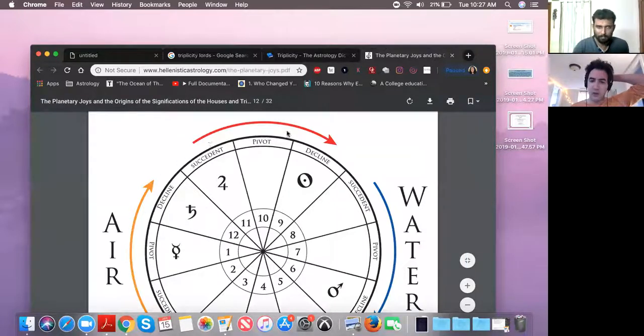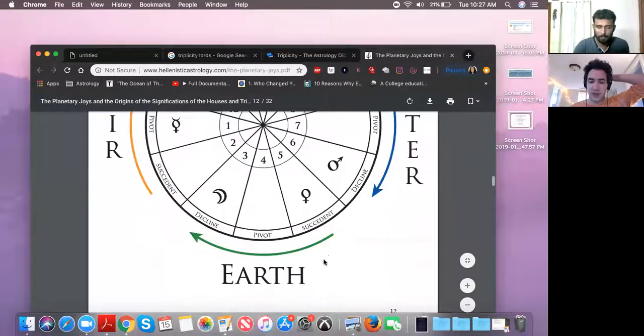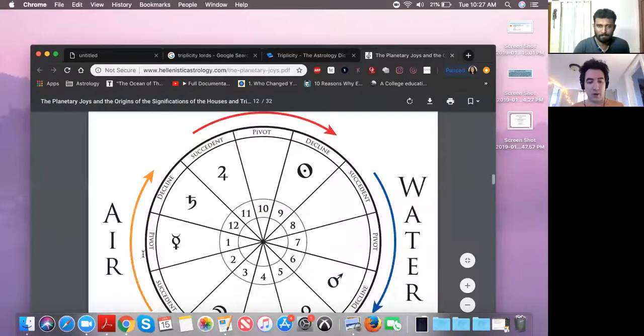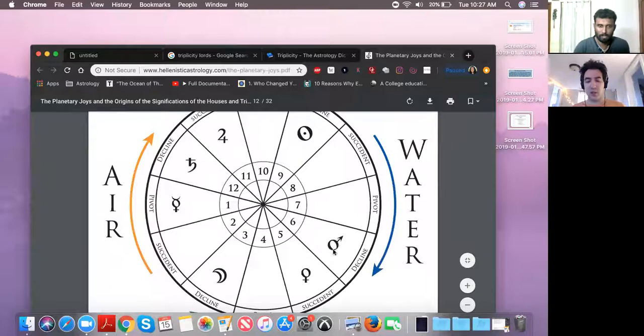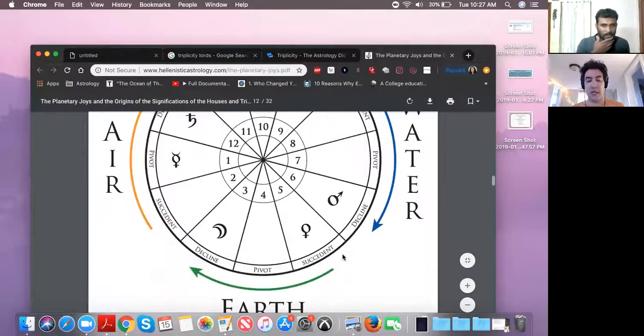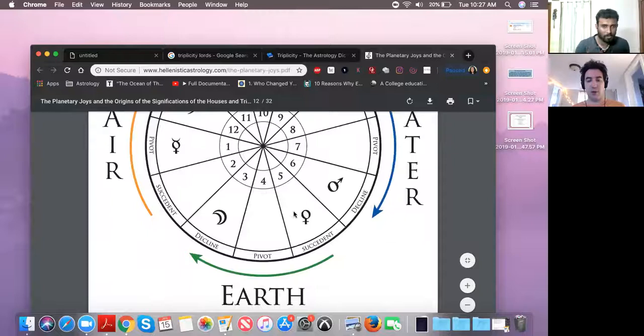So air, fire, and then water, sunset, and then earth is the most inert, so to speak, in this arrangement. And as you can see via the joys, we have the airy triplicity: Mercury, Saturn, Jupiter. Then we have the fiery triplicity: Saturn, Jupiter, Sun. Then the watery triplicity, composed of Mars, Venus, and Moon. And then the earthy triplicity, composed again of Mars, Venus, and Moon, but in a slightly different order.